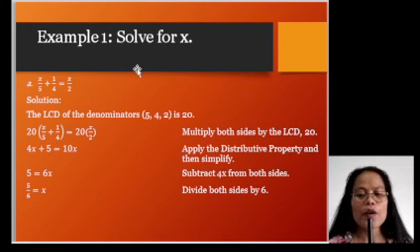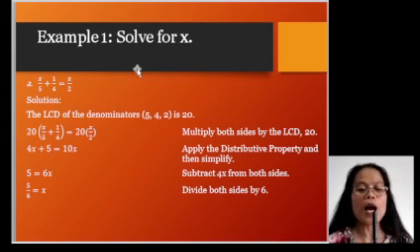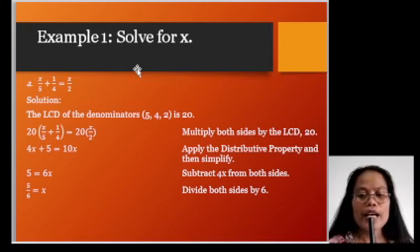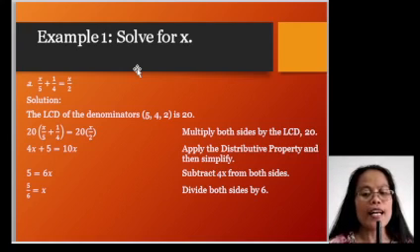Since there is 4x at the left and 10x at the right side of the equation, we need to apply the subtraction property of equality. So we need to subtract 4x from both sides. So we have 4x minus 4x is 0. So the remaining number at the left is 5. And 10x minus 4x is 6x.